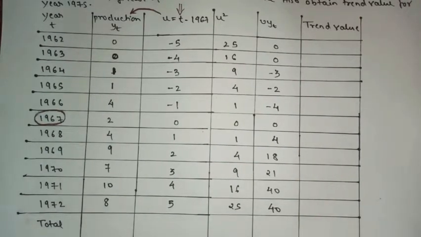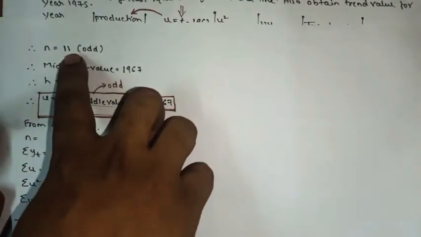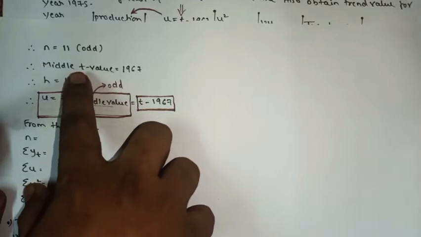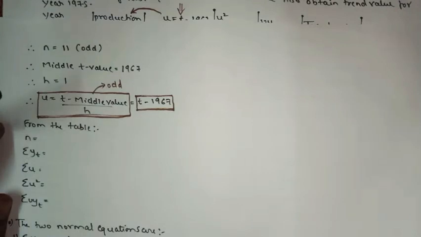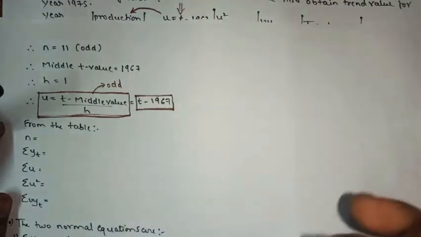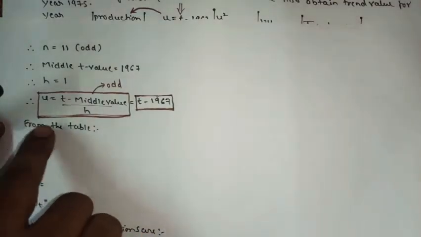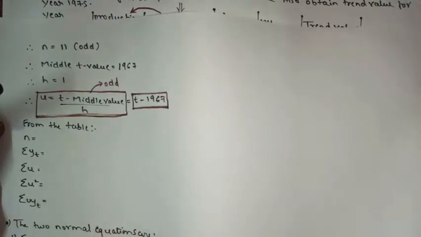Understood? Okay, so now listen here. First we wrote the value of n, then after that we got the middle t value. Whenever it is odd numbers, odd values, you can easily find the middle value. h means the width, we can say the difference between the two consecutive years. For odd you will use this formula, and for even it is different. Okay, remember this. Now from the table you have to find the values of n, total of yt, total of u, total of u square, and total of u yt.